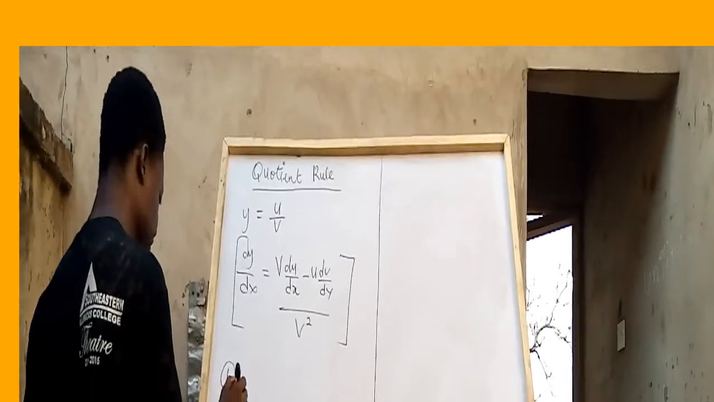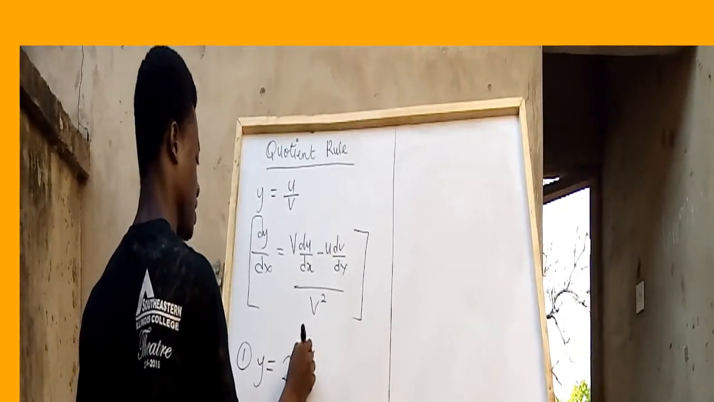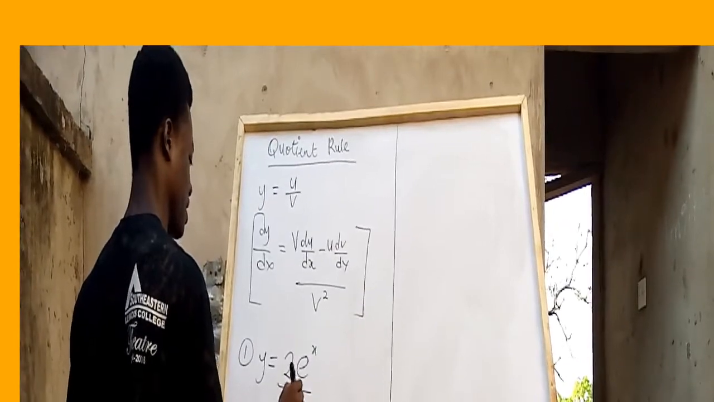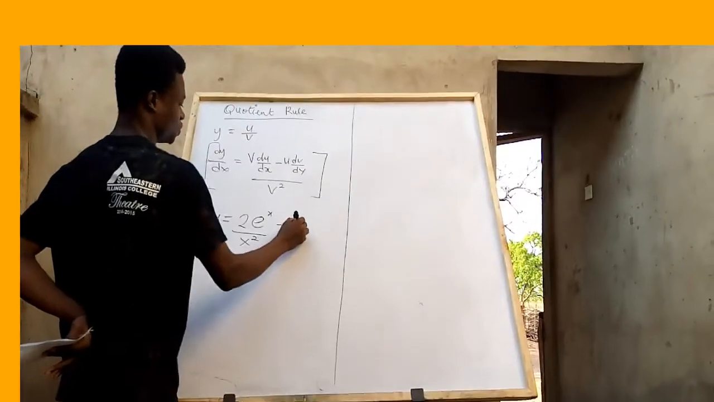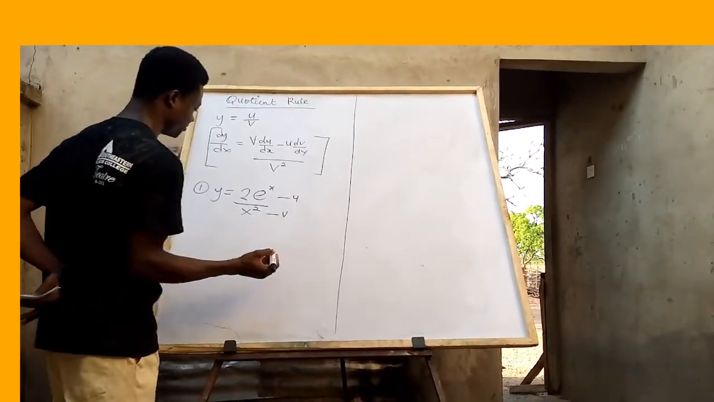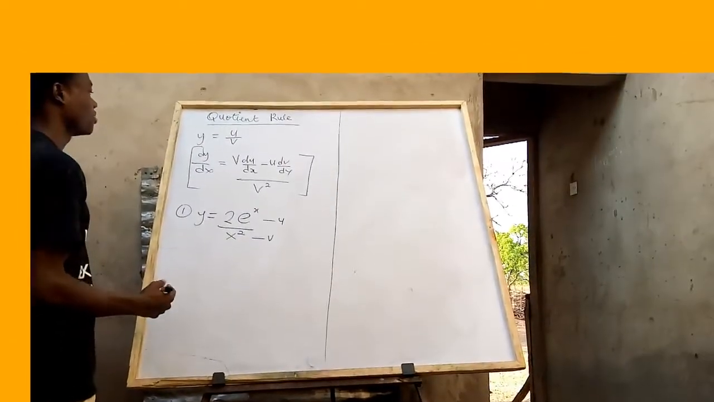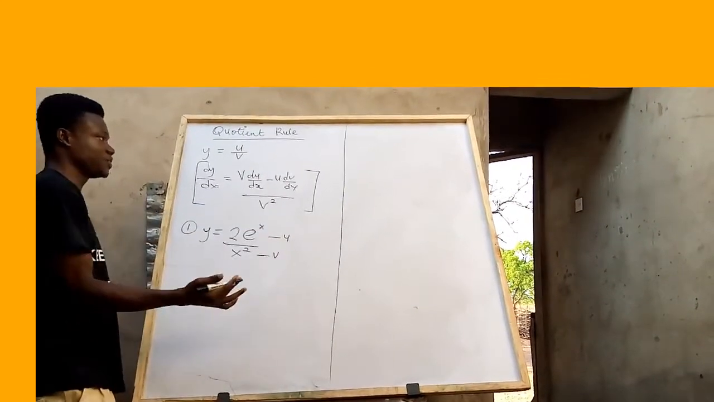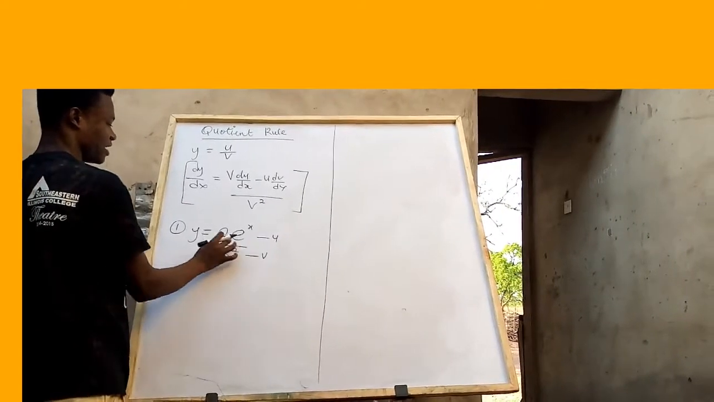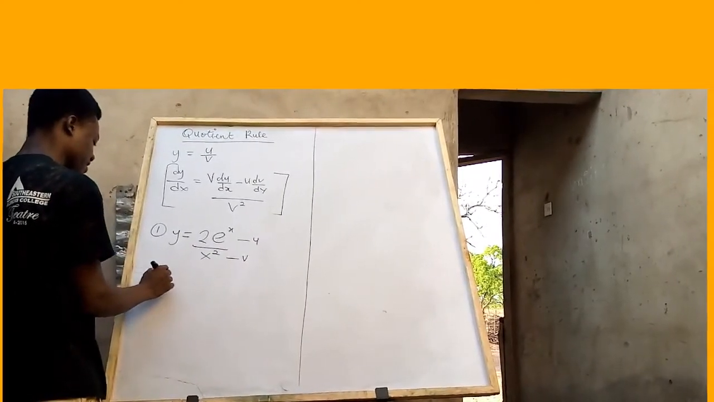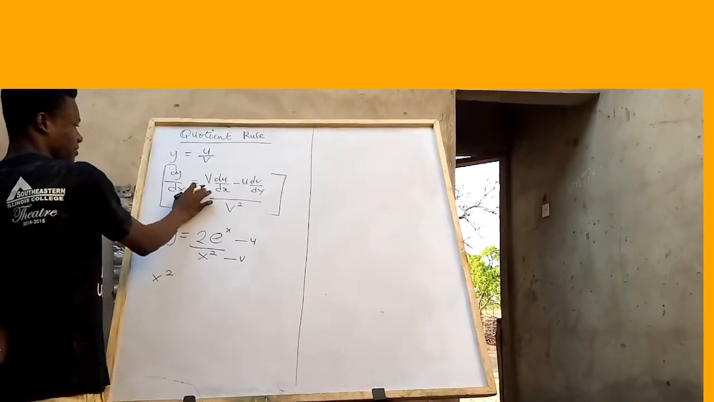The first question is like this: y is equal to 2e raised to power x over x squared. All that you need to know is that this one is your u and this one is your v. So the formula is v du/dx minus u dv/dx. If this one is my v, then I write x squared here, because x squared is representing my v.